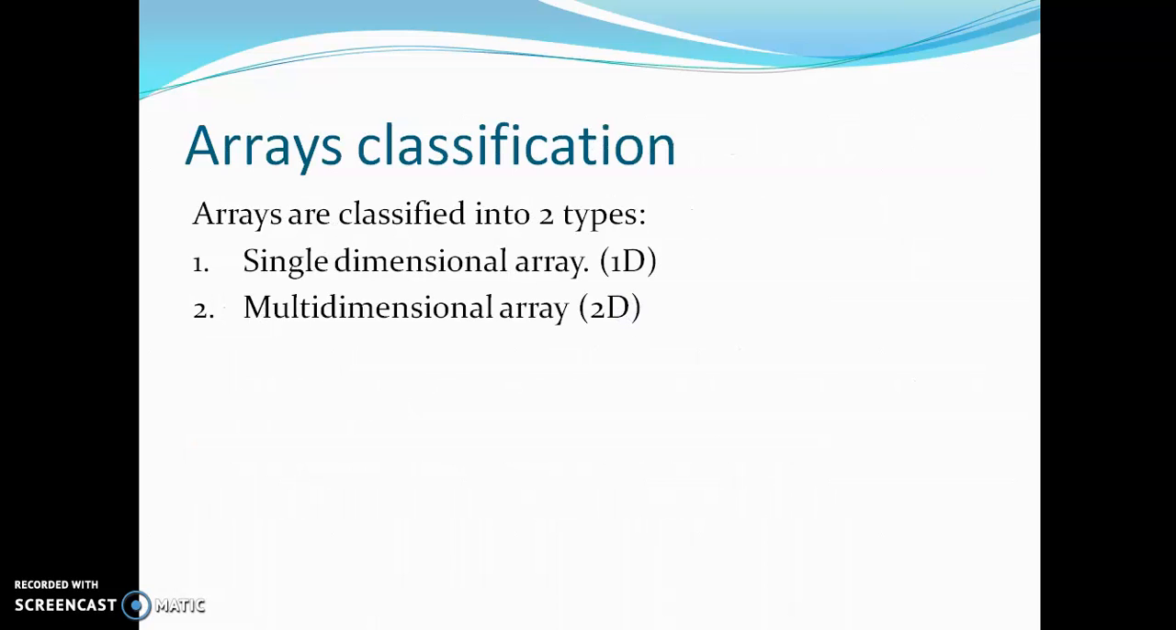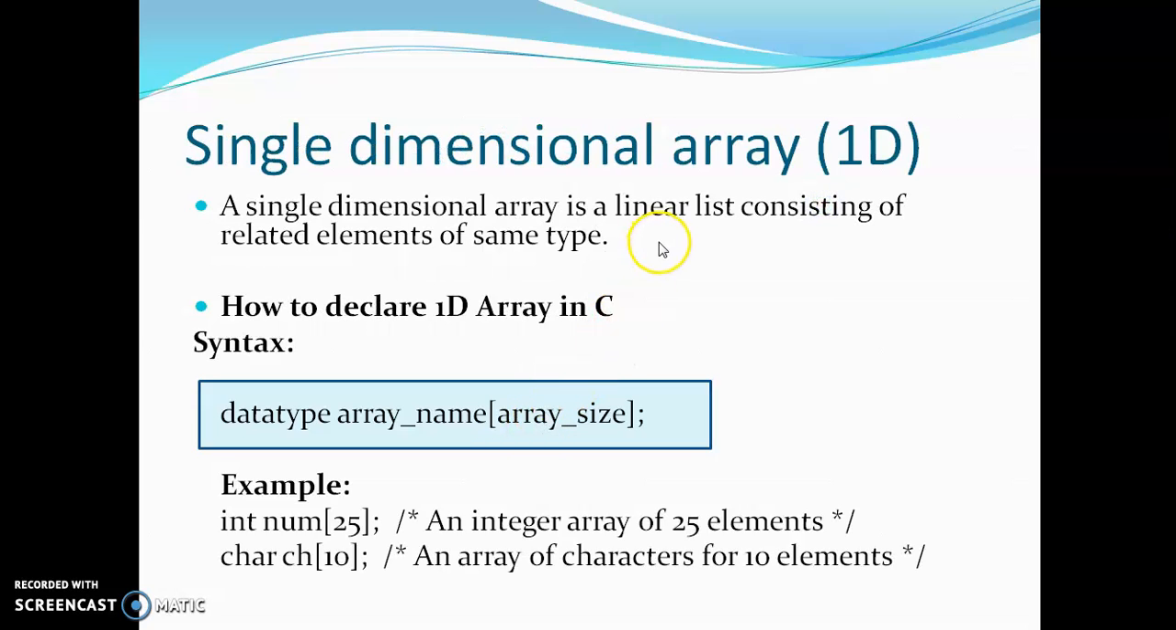Array classification. Arrays are classified into two types: one is single dimensional array and the other is multi-dimensional array. For our discussion, we will consider two-dimensional array under the multi-dimensional array. Single dimensional array is a linear list consisting of related elements of same type.